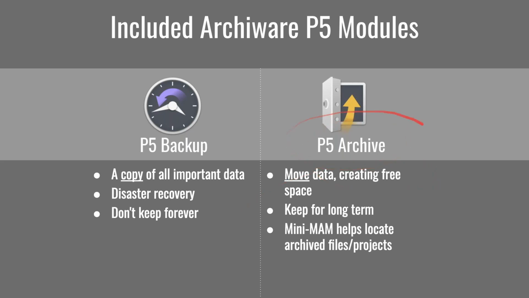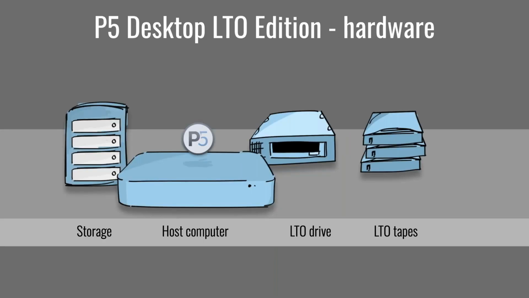Contrast that with P5 Archive, also writing to tape, but P5 Archive is more about moving your data from your disk storage over to an LTO tape so that you can free up space on the disk. You can take completed jobs, old work, move that somewhere else, and have that easily accessible via a web interface that'll tell you which tape to put in the drive to pull it back. So the archive is intended for keeping stuff for the long term. So you can kind of organize your storage using archive. And this mini media asset management functionality that we include, which you'll see in a moment, helps identify what you've archived in the past and pull it back really easily.